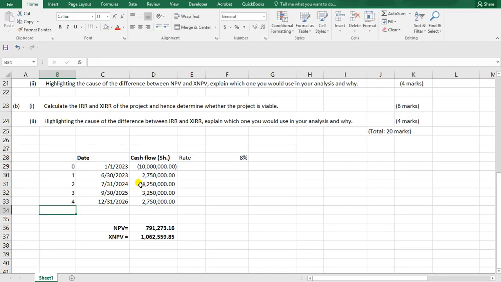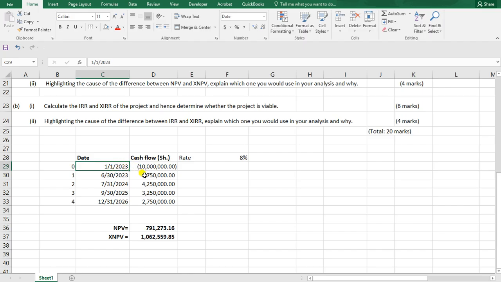So at this point, my good students, you'll find that clearly I'm having a difference between NPV and XNPV because our NPV is 791,273, whereas our XNPV is 1,062,559. The main difference is that NPV was counting the periods numerically, like 1, 2, 3, 4, whereas for XNPV, we are considering time duration. You'll find that it is within the same year, so I'm having different timings.